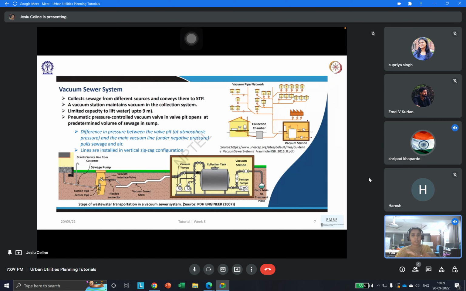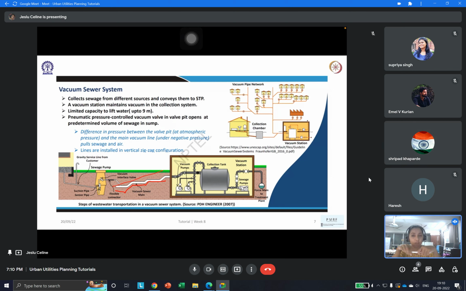Yes, you're right. You have separate stations where you collect and then you pump. But my question was, why is it in a zigzag? Why couldn't it be diagonal, or in any other form? Partially the answer that you said is right. It has limited capacity, so maybe it's to reduce the friction losses.